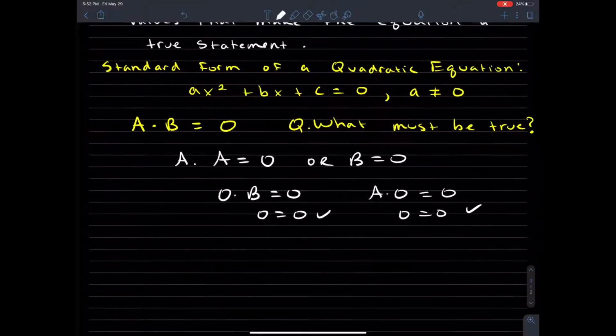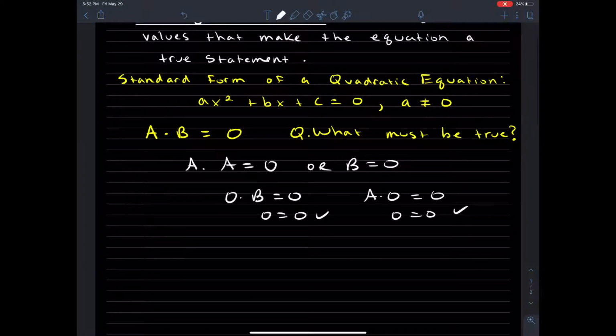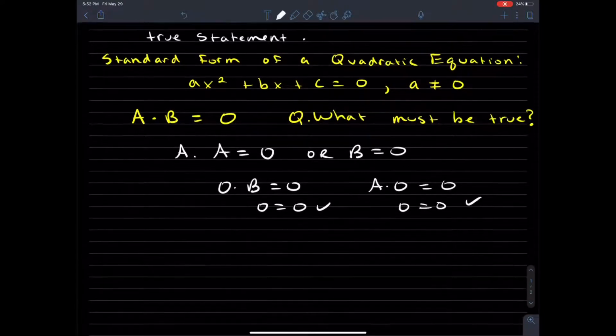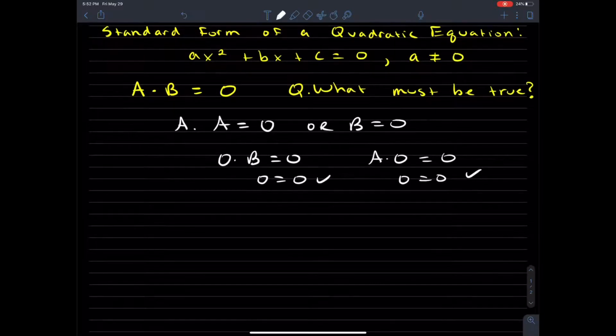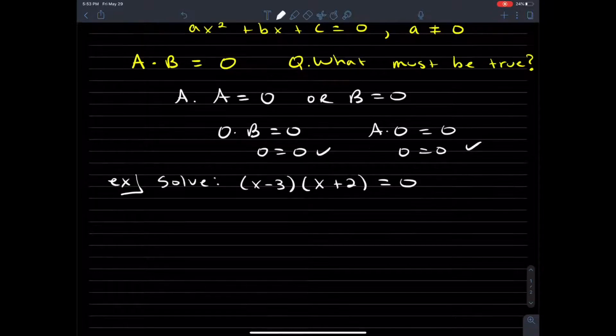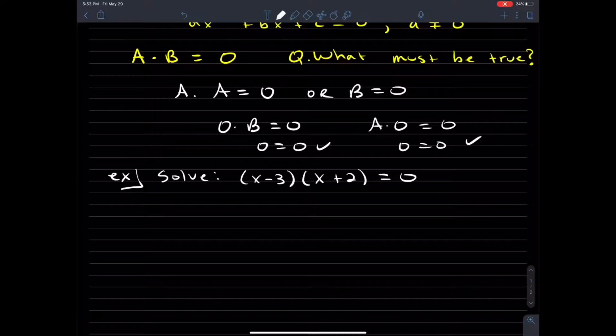So what does this have to do with solving quadratics? Well, we just learned how to factor quadratics. When you're factoring, you put quadratics in a product. You're making them into a product, so then you can take each factor and set it equal to 0. I want to solve x minus 3 times x plus 2. That's a quadratic that's been factored.